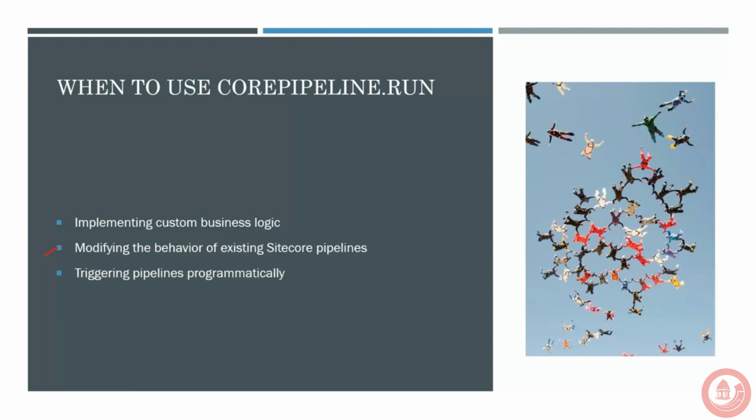The third option is very obvious: if you need to trigger a pipeline programmatically on some user action, maybe a button click, and on that button click you want to call this pipeline, then of course you can use these options. And if you need to integrate Sitecore with third-party systems where you require some custom processing, in that case as well, you can write this pipeline, and then call it through this core pipeline dot run to execute the actual logic.